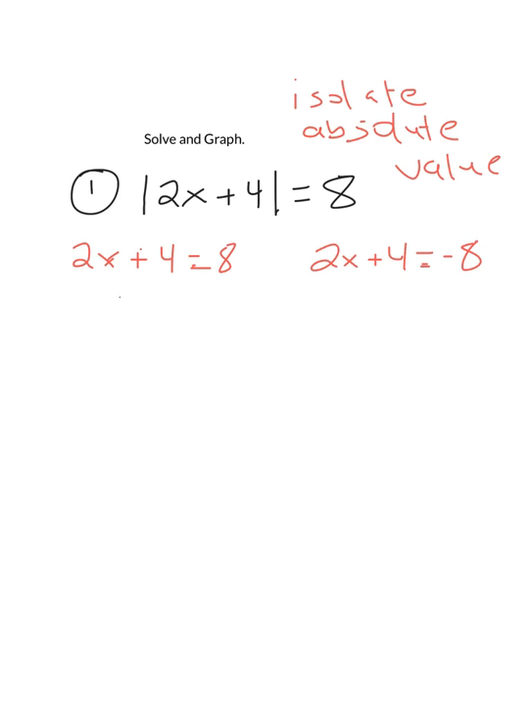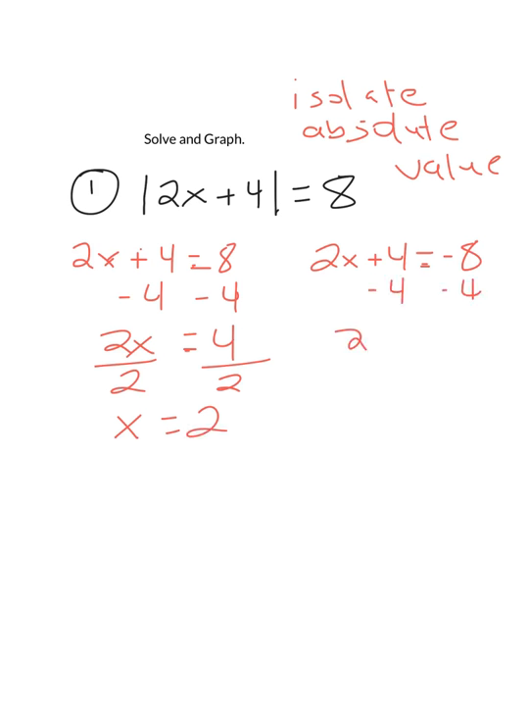We solve them both. We subtract 4 here. 2x is equal to 4. And we divide by 2. X equals 2. Same thing here, we subtract 4. It's 2x equals negative 12, and we divide by 2. X equals negative 6. Okay, so we got two answers here.